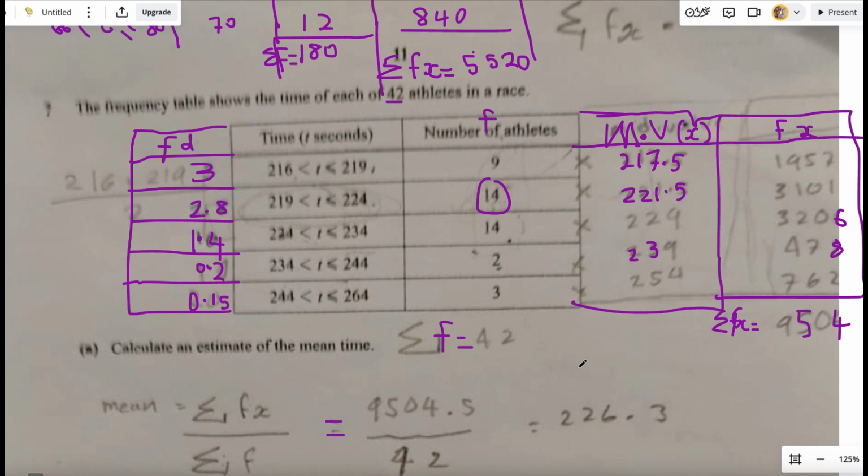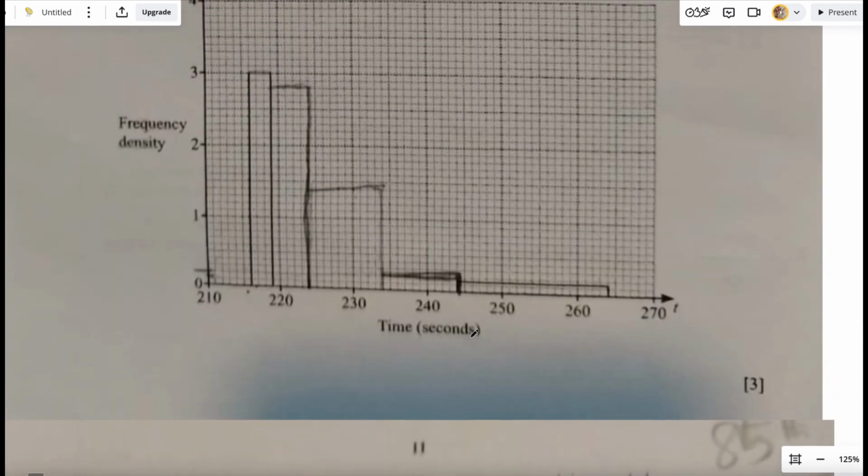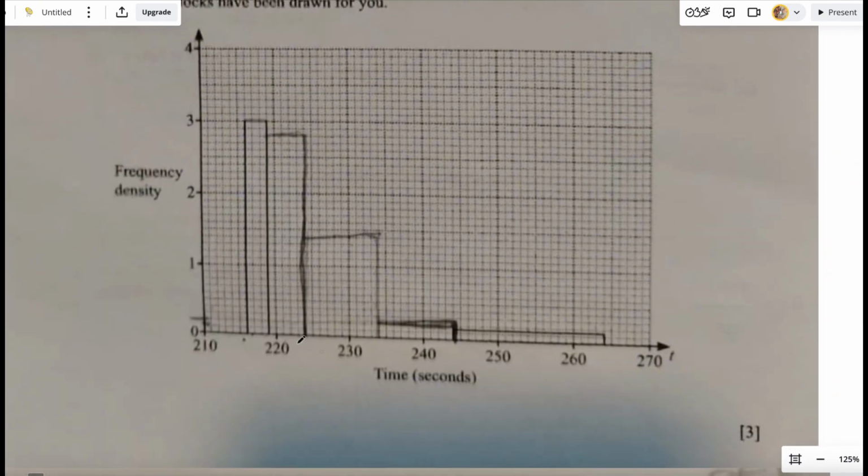To draw the histogram, these values will be on the vertical axis, while on the horizontal axis you use either these values or the mid values. Now let's go to our graph. The first one is from 217, right?